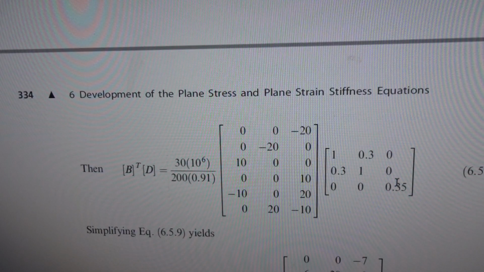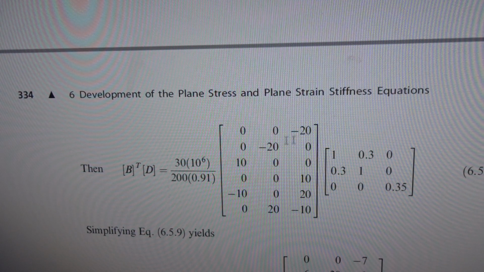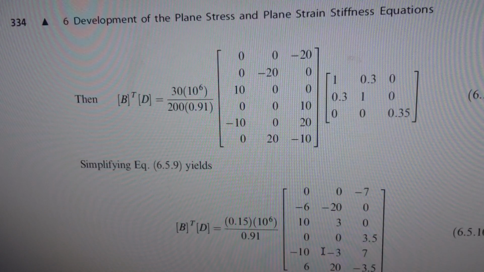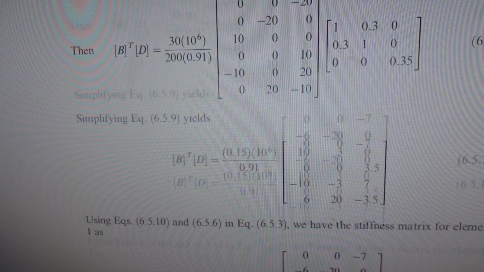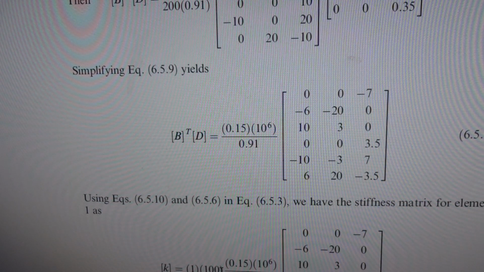When you get the value of D, you have to find BT into D, where this is the B. BT is the transpose form, so you write the transpose and this matrix. When you multiply, you will get this matrix. Finally, the K matrix is equal to BT multiplied by D into area, into thickness, and you have to multiply this with the B matrix. So you will get this matrix. t is the thickness, 100 is the area.